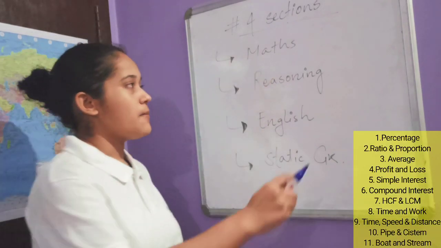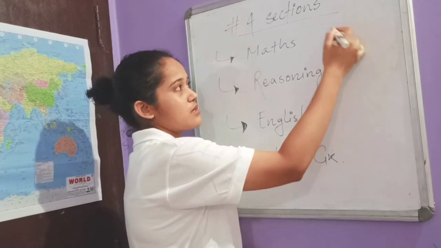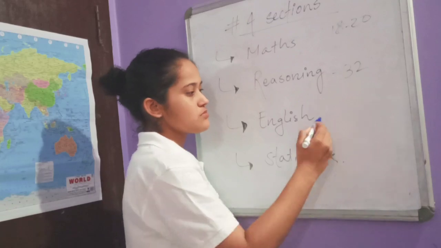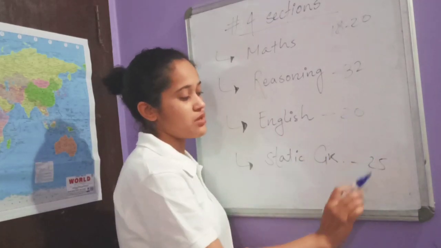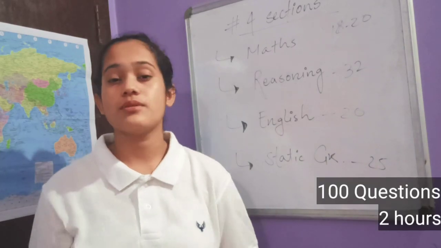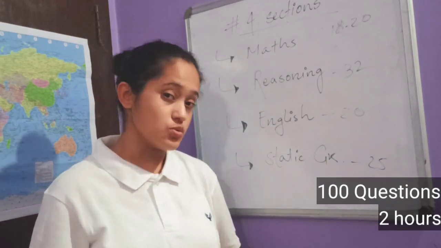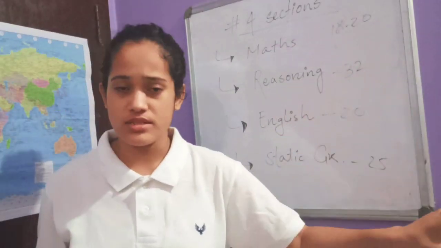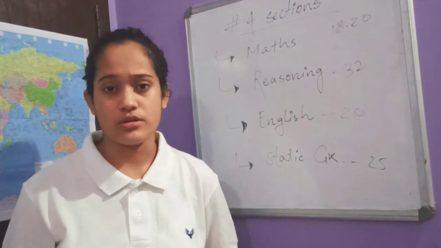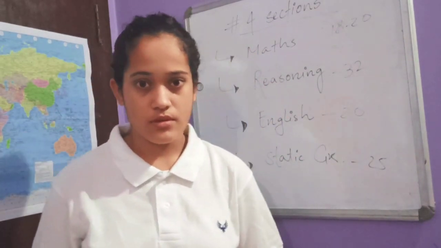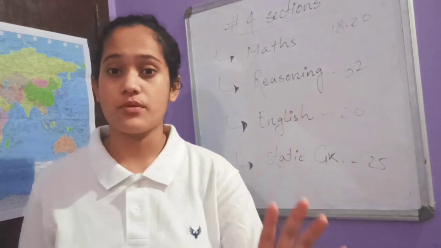So maths में ना 18 to 20 questions आएंगे. Then reasoning में 32, English में 20, GK में 25, 20. It varies. So total there are 100 questions, and you will be having 2 hours time to do this paper. And this is a computerized paper. You have to go to the center, sit in front of the computer and give the exam. Okay. So now maths के लिए कैसे prepare करें? Topics आपको पता चल गया. कौन-कौन से topics आपको prepare करने हैं?